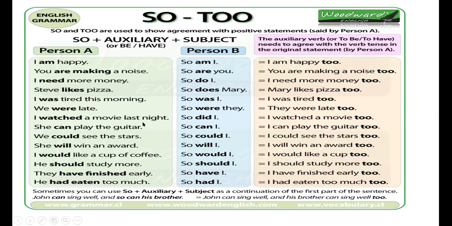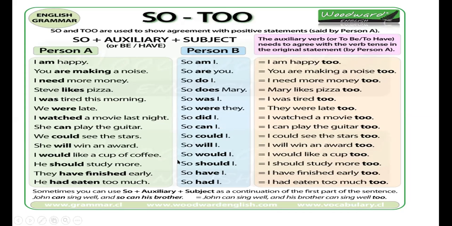"I watched a movie last night, so did I." Equals to say, "I watched a movie too." "She can play the guitar, so can I." Equals to say, "I can play the guitar too." "We could see the stars, so could I." Equals to say, "I could see the stars too." "She will win an award, so will I." Equals to say, "I will win an award too."